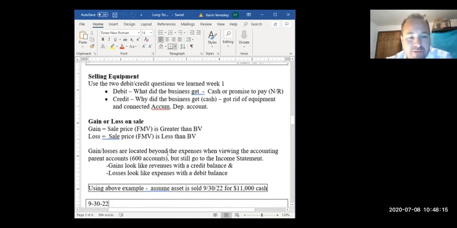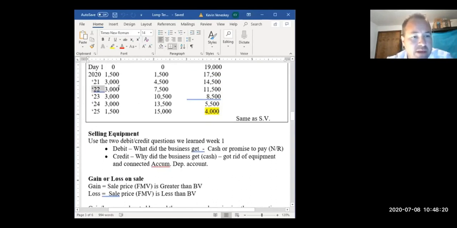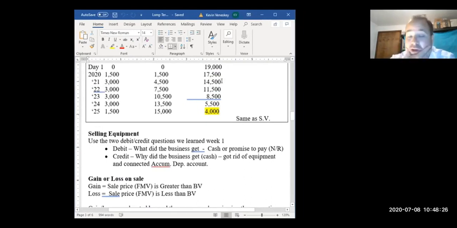All right, so we're going to go back to this previous example, and it says on 9/30 in 2022 we're going to sell the vehicle. So at the end of 2021, we have a book value of $14,500 and $4,500 accumulated depreciation. What you may want to do, and I think I'll put this into a T account, is show it, since it may be a little easier to see. So we're going to get out the T account sheet.